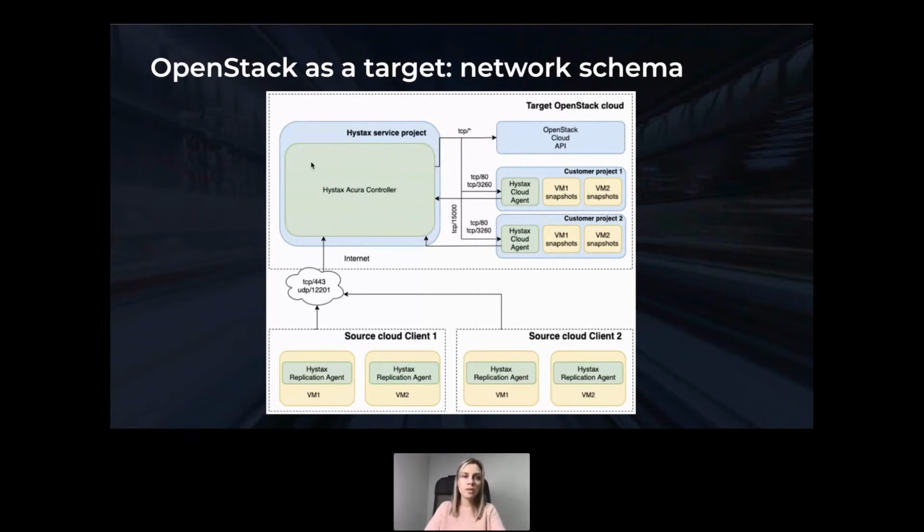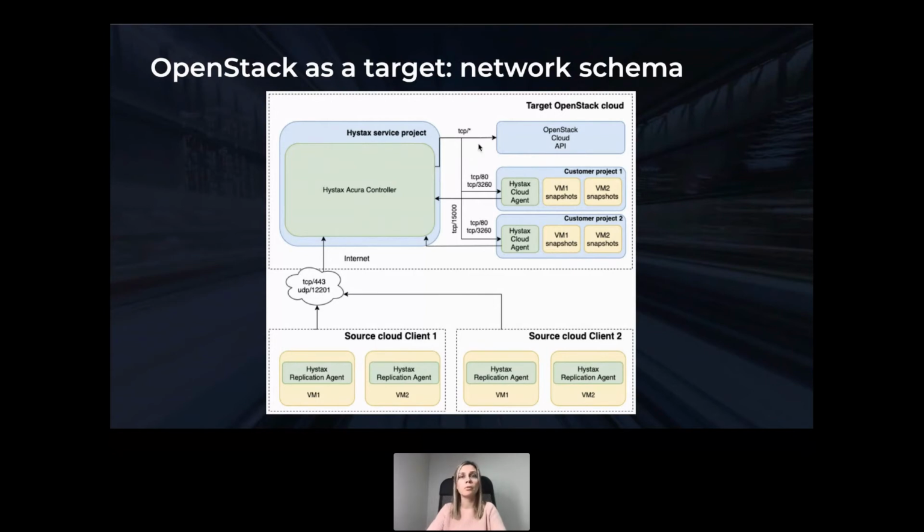And of course, the Acura controller communicates with the target cloud itself. As for OpenStack, there are a bunch of ports that are used by each service, and it depends on the installation. So the ports might be different, and these ports are accessed by TCP from the Acura controller. And of course, these ports must be open for Acura to be able to communicate with the target cloud and call its API.